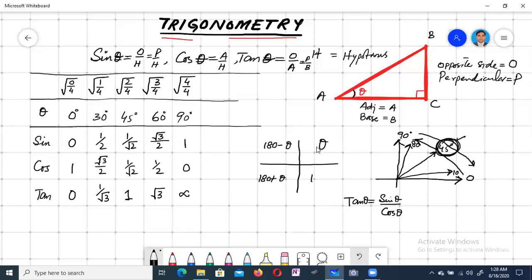minus theta. If it is in the form of radians or pi, then you can write at the place of 180 pi minus theta, here pi plus theta, and here 360 means 2 pi minus theta. In this way you can get the other quadrants' values.